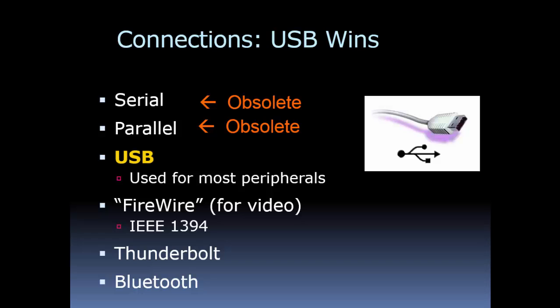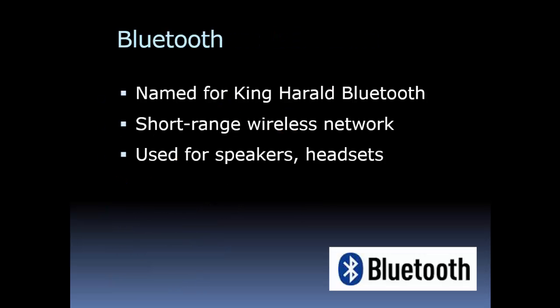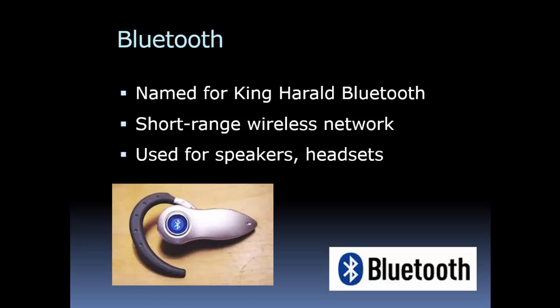And there's a wireless connection system called Bluetooth, which we should talk a little bit about. It's kind of a strange name, but it's named for King Harold Bluetooth, and you can wonder how many times he went to the dentist. It's basically just a short-range wireless network, like Wi-Fi, only much shorter. And because it's so short, it's not used too often, but it's used a lot for speakers and headsets. Very handy. You've probably seen them a lot.